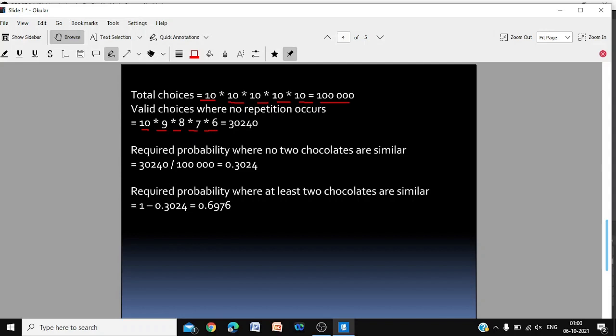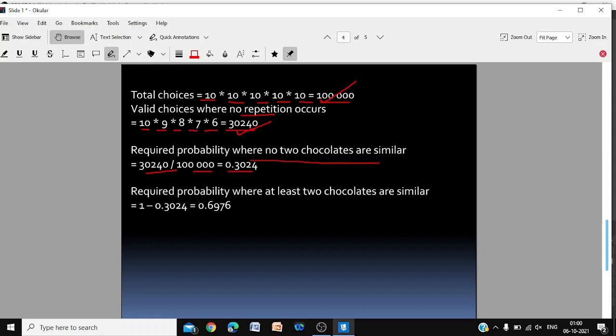So if you don't want repetition, you had 30240 possible choices with no repetition. So the probability was, this was the number of possible ways of selecting without repetition, and this was the total number of ways he could select. So the probability was, as a ratio, we get 0.3024. This is where no two chocolates are similar, all the 5 chocolates are different.